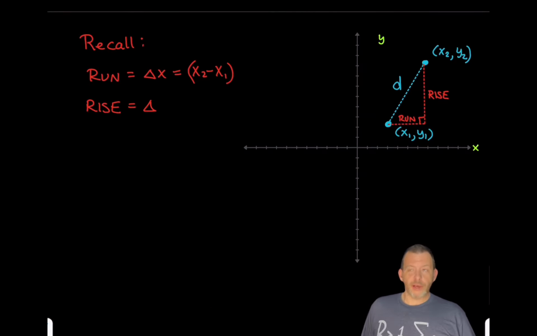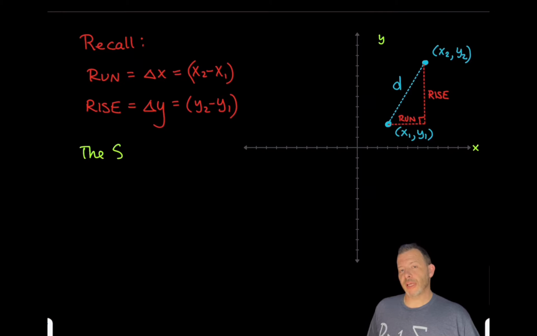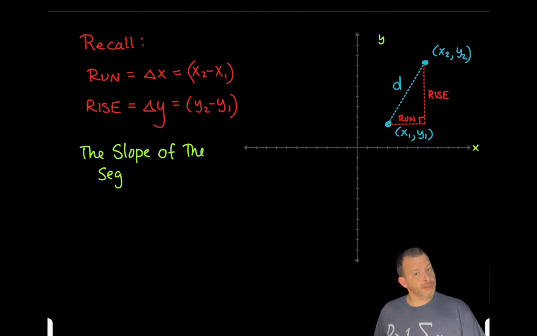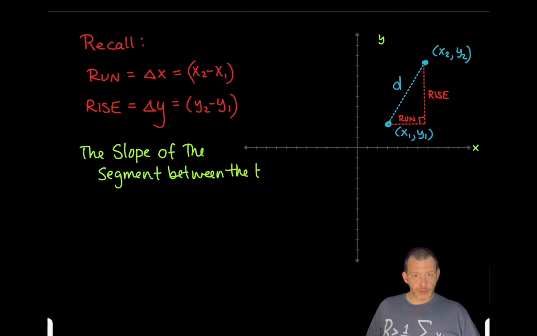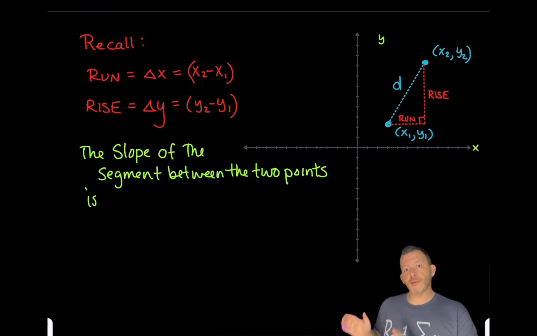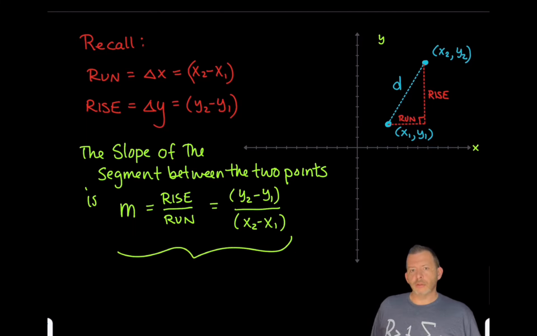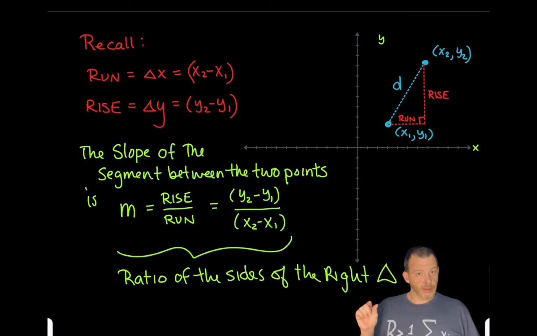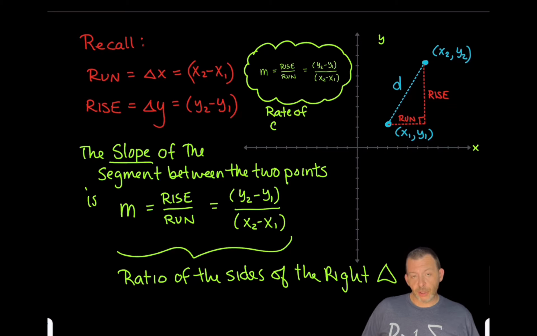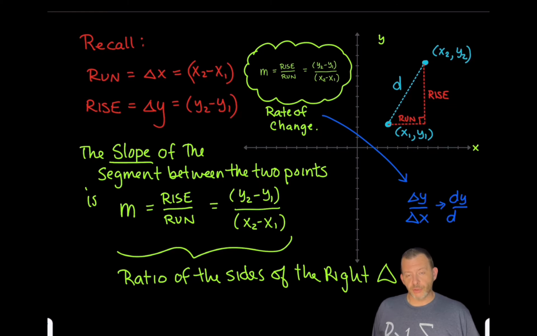Okay, so recall that the run is the difference in the x values and the rise is the difference in the y values. And if we take the ratio of the difference of the y values over the difference of the x values, we get what's called the slope of the line segment between the 2 points. Change in y over change in x, rise over run, little m. These are all things that we use to denote the slope. And it's all due to the right triangle that we build on the coordinate plane there. The rise and the run are the legs of the right triangle.